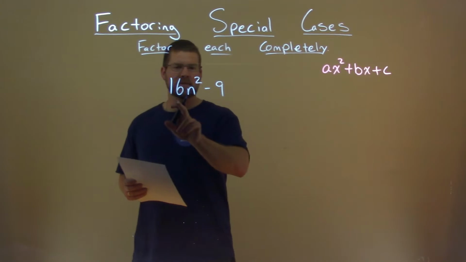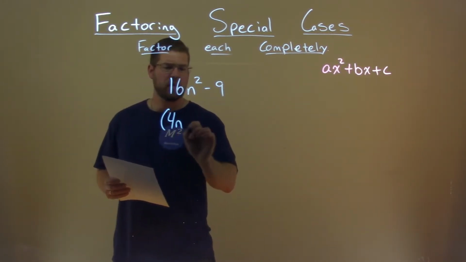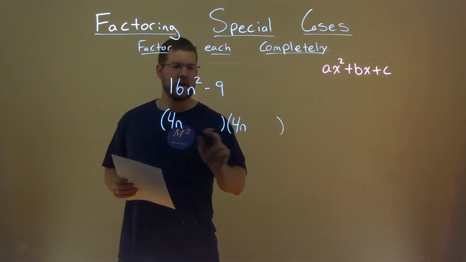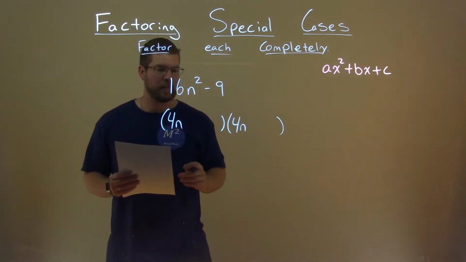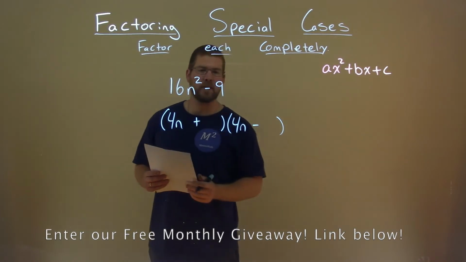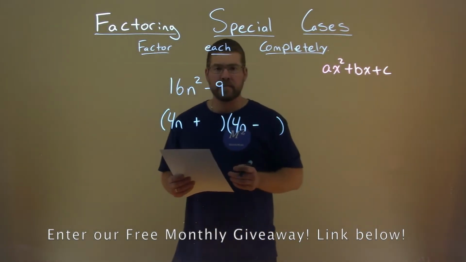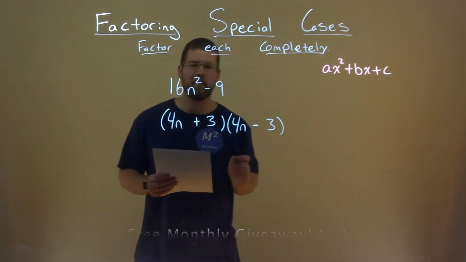We look at 16, right? The square root of 16 is 4. So we can see this is going to be some case of 4n times 4n. 4n times 4n gives me the 16n squared. Since there's no b value, if we do this, there's a plus and minus right here. Now we look at the 9. What's the square root of 9? Well, that's going to be 3. So we put a 3 right here and a 3 right there.